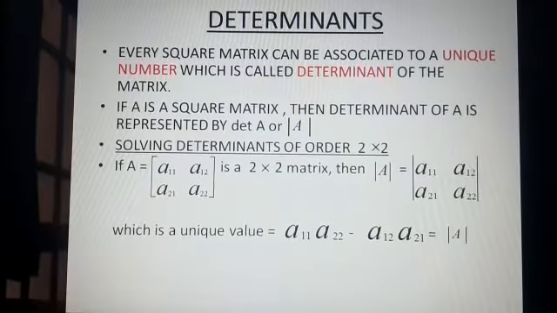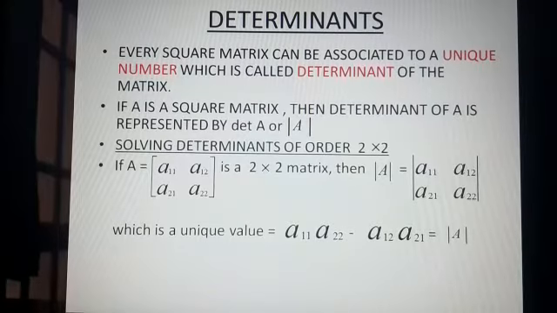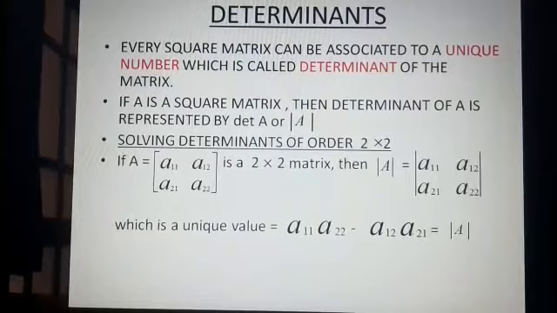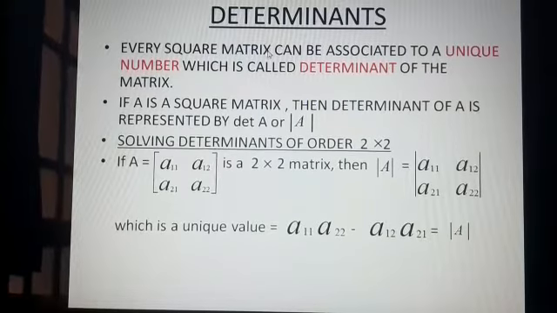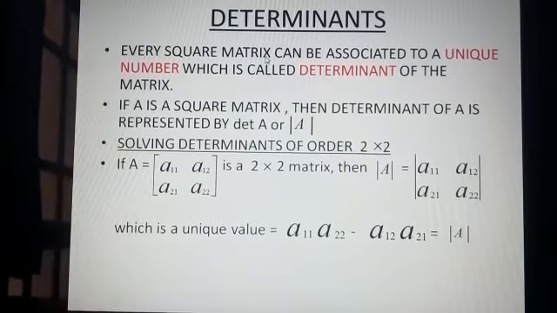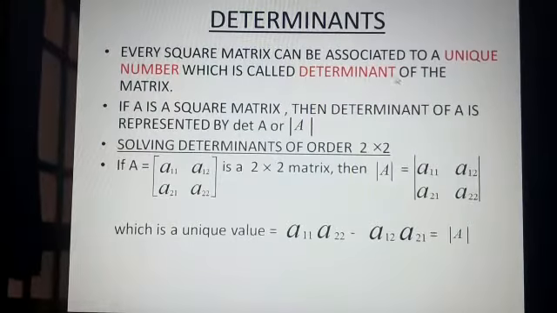Every square matrix can be associated to a unique number which is called the determinant of the matrix. We have already learned about square matrices. A square matrix is a matrix in which the number of rows is equal to the number of columns, and only square matrices have determinants. This is the first property.